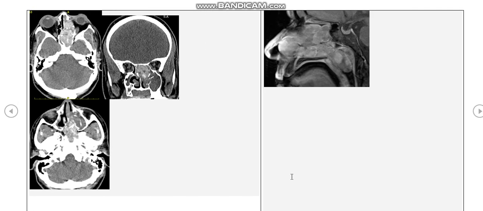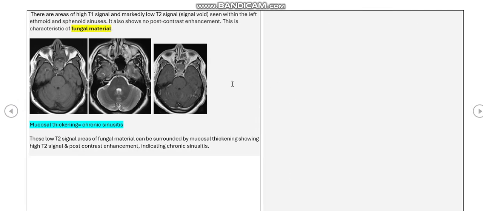On MRI, chronic allergic fungal sinusitis contains fungal material. The fungal material will characteristically show high signal on T1. So the soft tissue mass will contain areas of high T1 signal and very dark T2 signal.